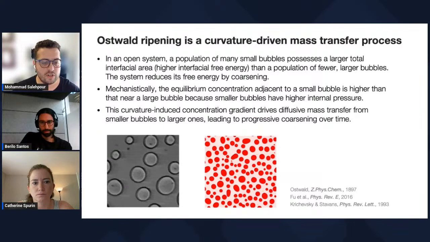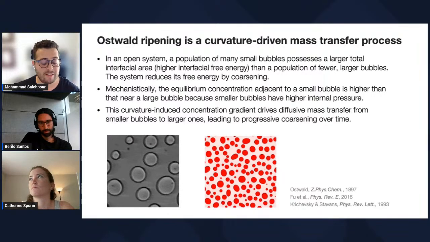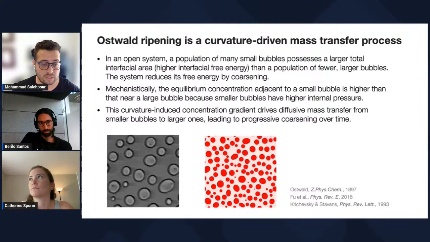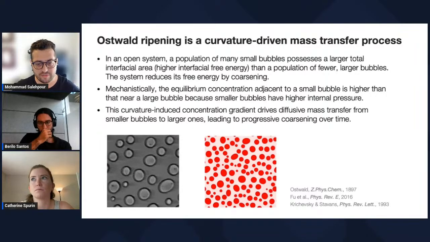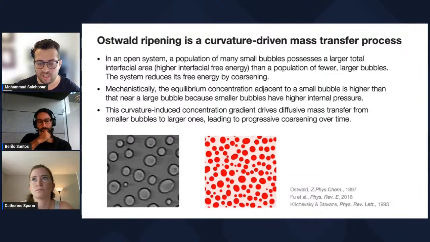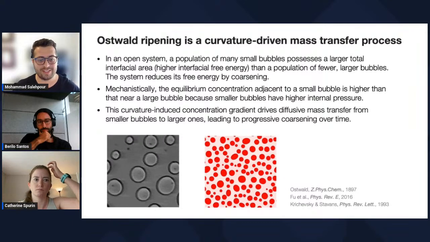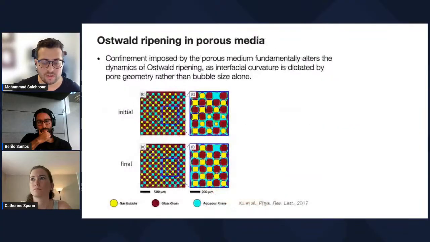And the mechanism is very interesting. Smaller bubbles have a smaller radius and higher internal pressure. And this higher internal pressure causes the gas to diffuse into the surrounding water and diffuse back into larger bubbles. And over time, we can see that small bubbles disappear and larger bubbles get larger and larger. So does this happen in porous media?